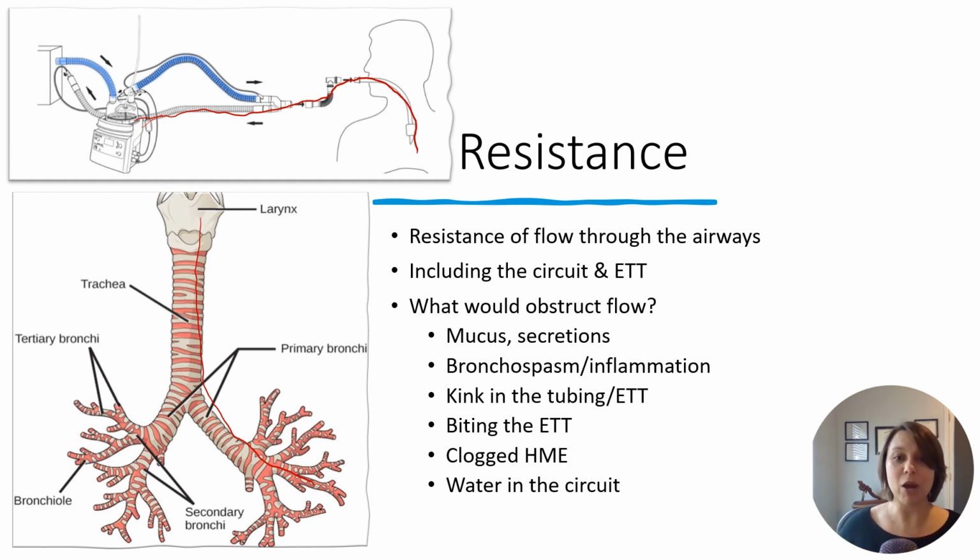So when you're thinking about what causes an increase in airway resistance, we're kind of going back to Poiseuille's law, where radius is going to matter significantly. So, what would decrease the radius of my airway or obstruct flow? Mucus and secretions in the conducting airways, your HME or in your circuit, bronchospasm or inflammation, a kink in the ET tubing, biting the ET tube, a clogged HME, which should be right about here, and of course, water in the circuit.